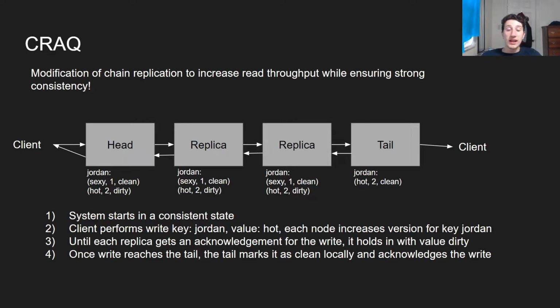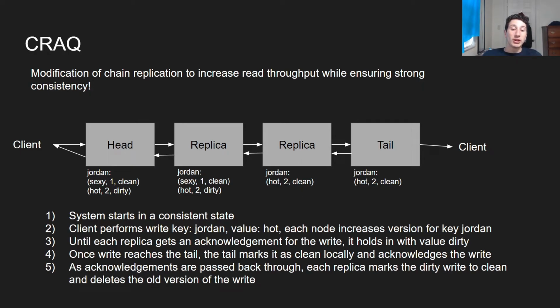It's going to start sending back acknowledgments now, and as the acknowledgments go through every single replica, they're going to say, okay, now I can finally label hot as clean, and as a result, since this key-value pair is now clean, I can go ahead and get rid of the older versions of that. So now replica 3 is going to say hot 2 clean, replica 2 has hot 2 clean, replica 1 has hot 2 clean. Okay, great.